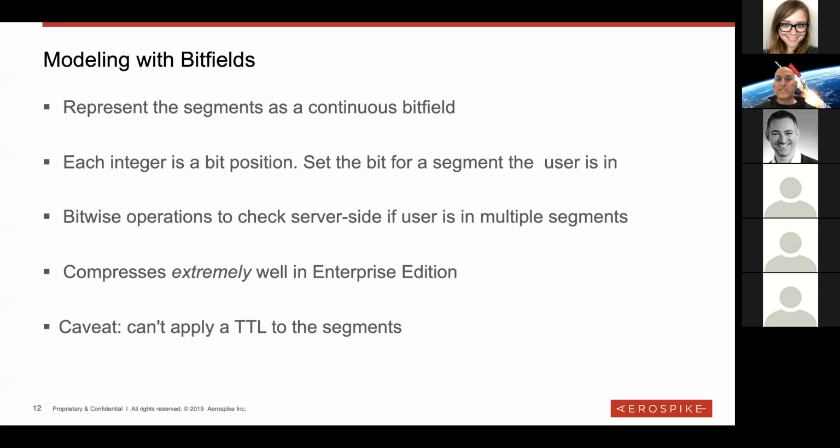In this case, the bitwise operations are applied across multiple segments, and you can use them to see if a user is in multiple segments all at once. You can use these mask operations basically to find something.